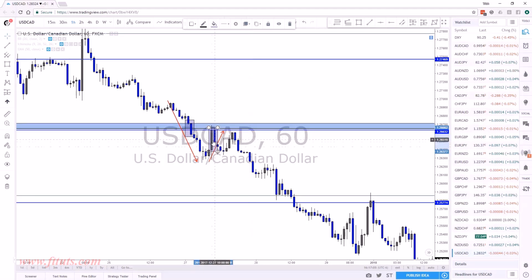This is forming almost a Harami pattern. I think this candle's a little bit too big, and we'll go into all the candlestick patterns later on in module 3, so don't worry about learning all of those just yet.